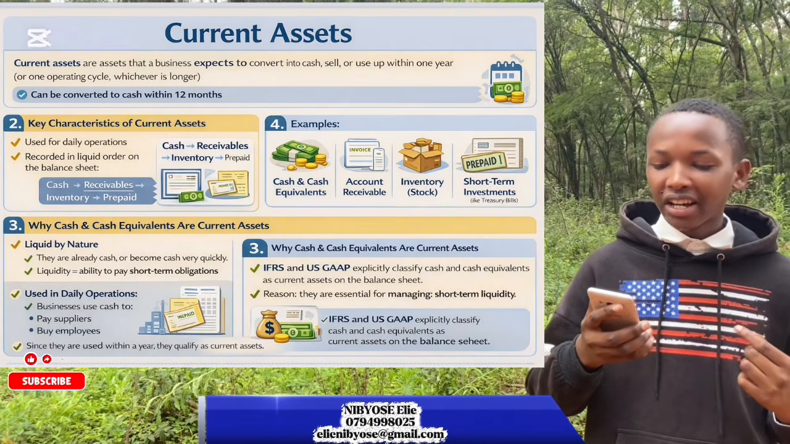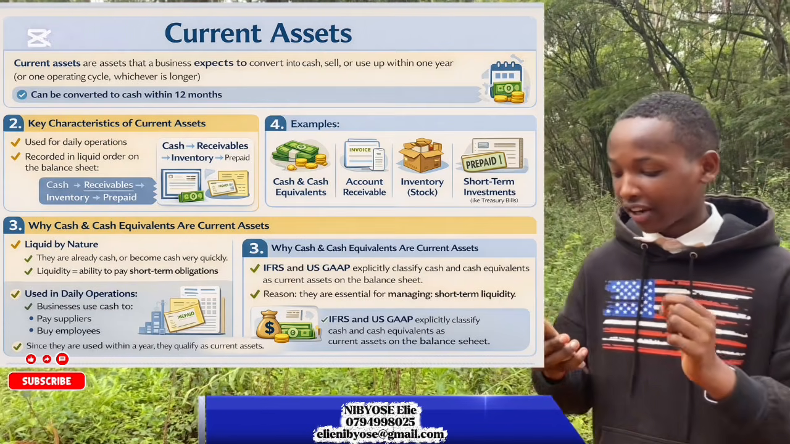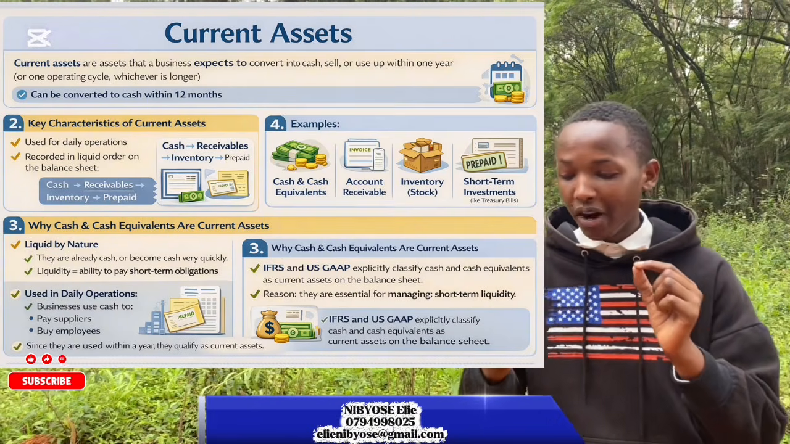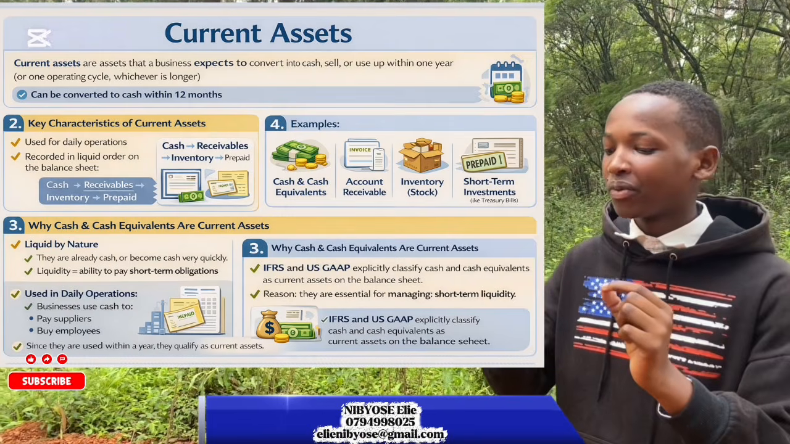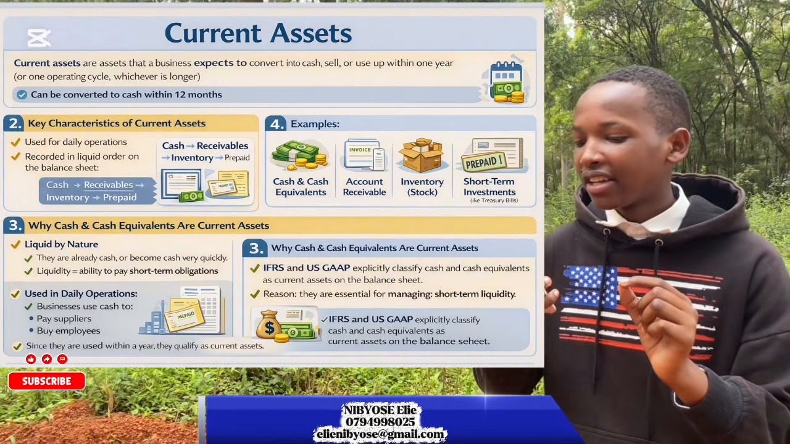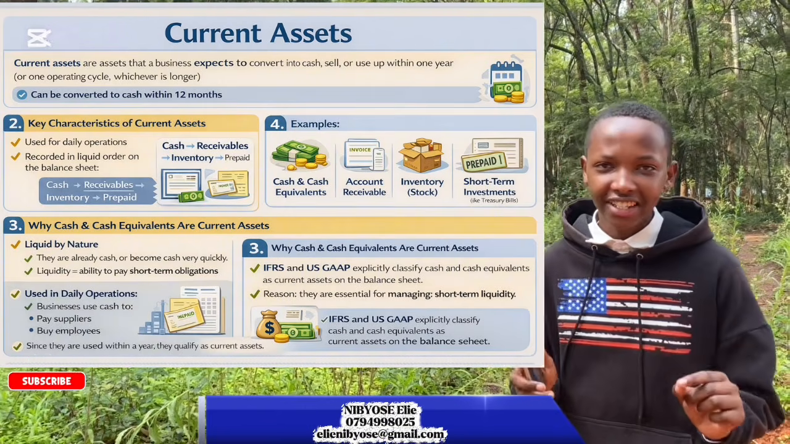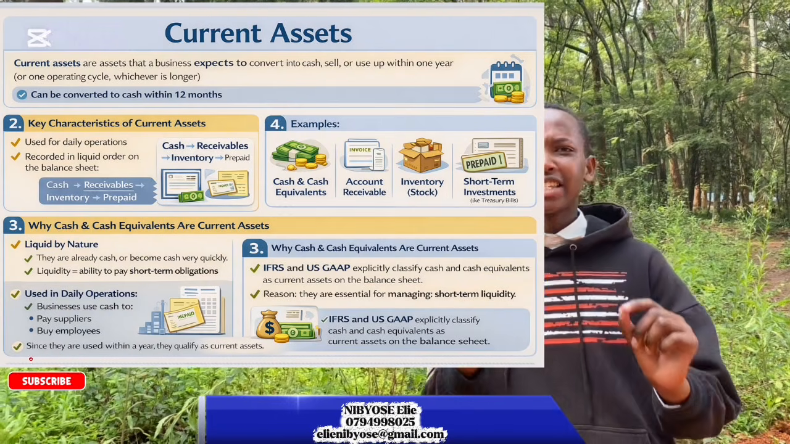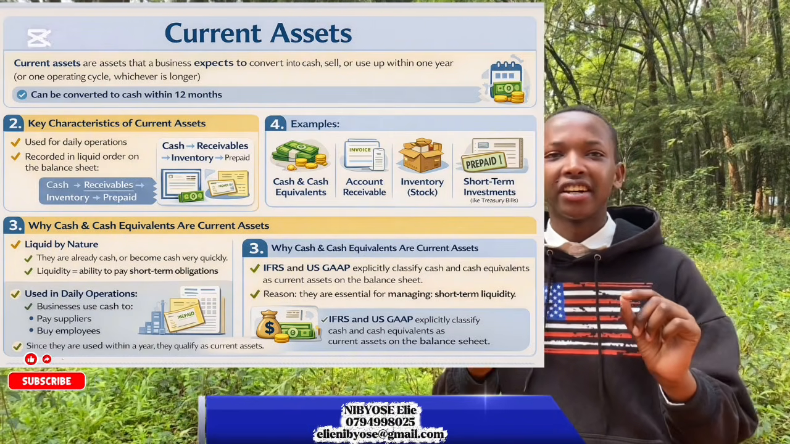For example, a customer buys goods of 500,000 on credit. The customer promises to pay in 2 months. That 500,000 is accounts receivable. Since the business will get the money soon, it is a current asset. Another example of a current asset is stock or inventory. Inventory is a current asset because it is expected to be sold within 1 year.